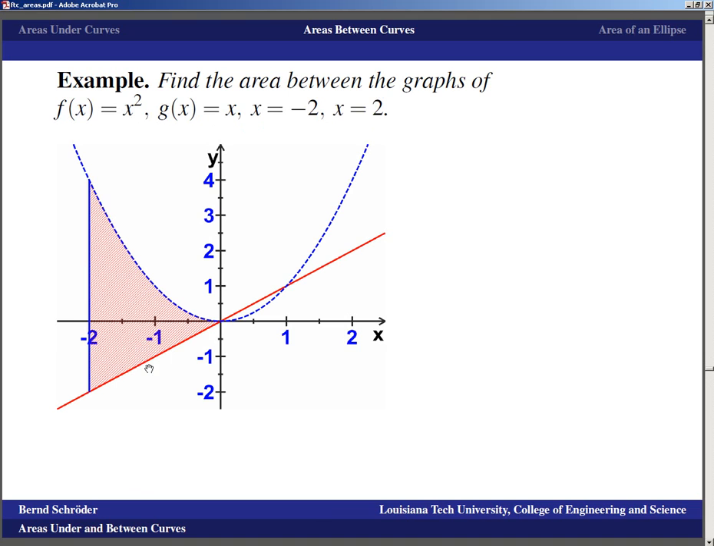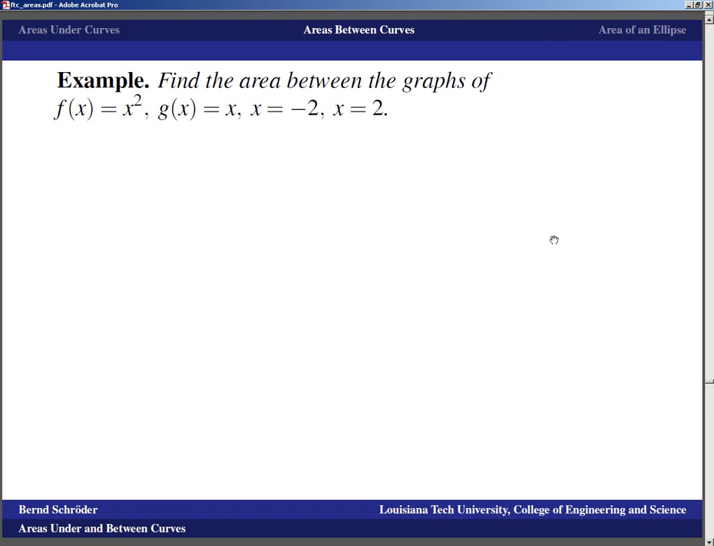Here's where f is greater than g. Here's the second part, where g is greater than f, and here's the third part, which is where f is greater than g again. In order to find those, of course it's a quick computation, but let's work it out.